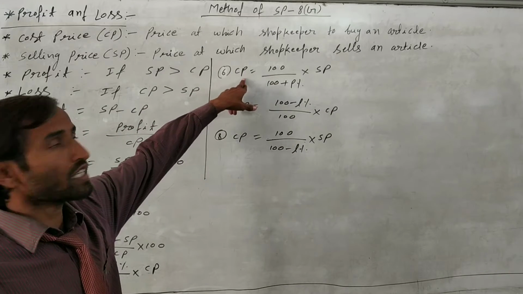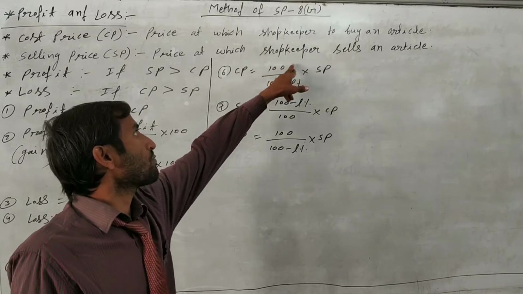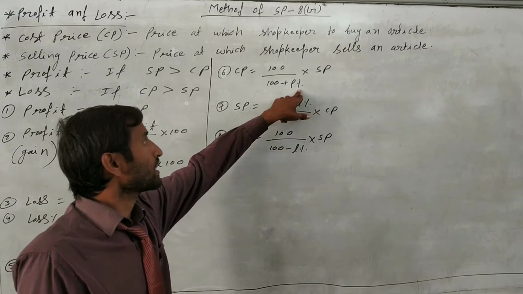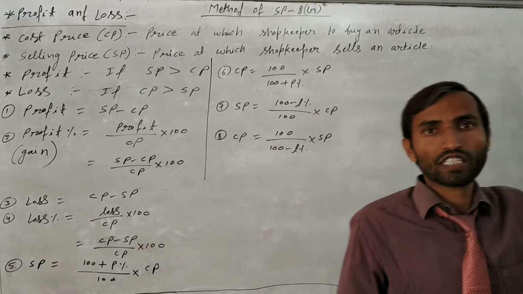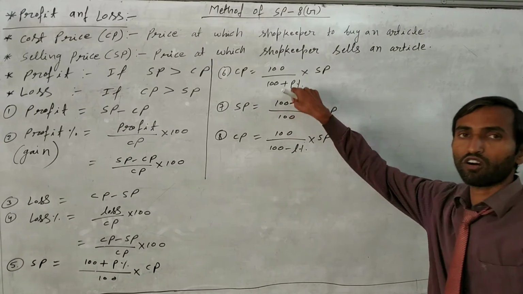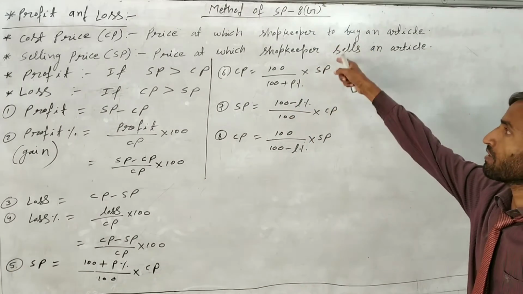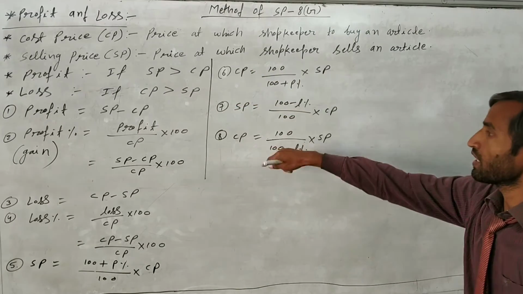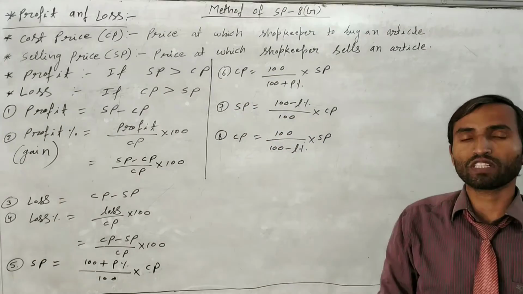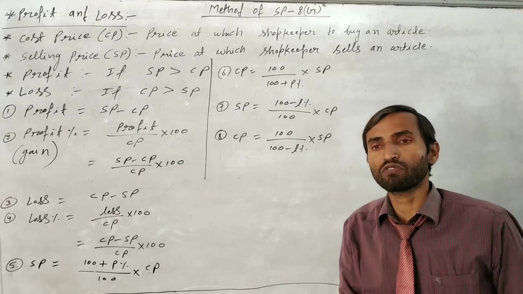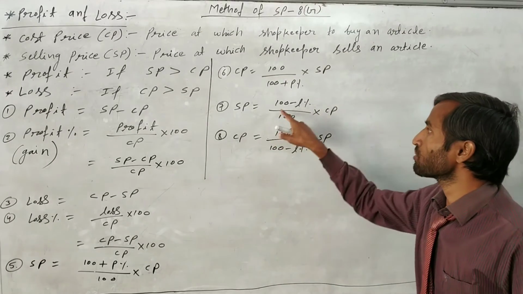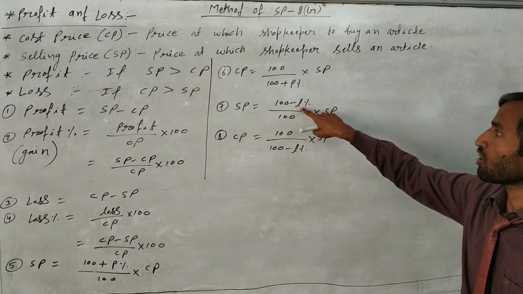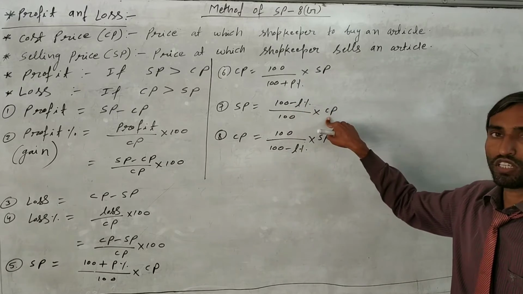Now to find CP: CP is equal to 100 upon 100 plus profit percent into SP. Sometimes the question gives the profit percent or gain percent and SP, and we have to find the cost price of the article. So we will use this formula. And sometimes the question gives the loss percentage and CP, and we have to find SP. For that we will use this formula: 100 minus loss percent upon 100 into CP.